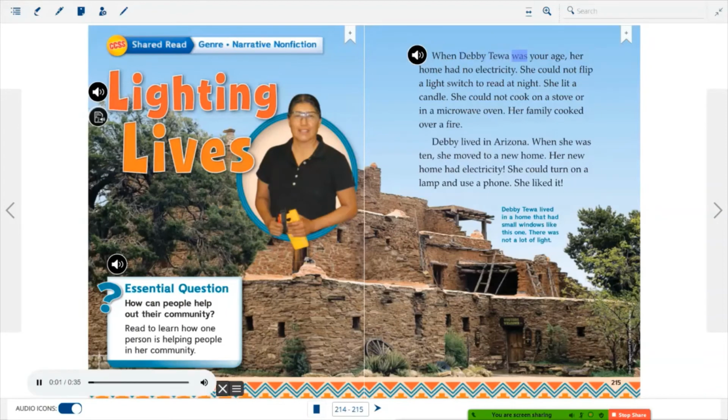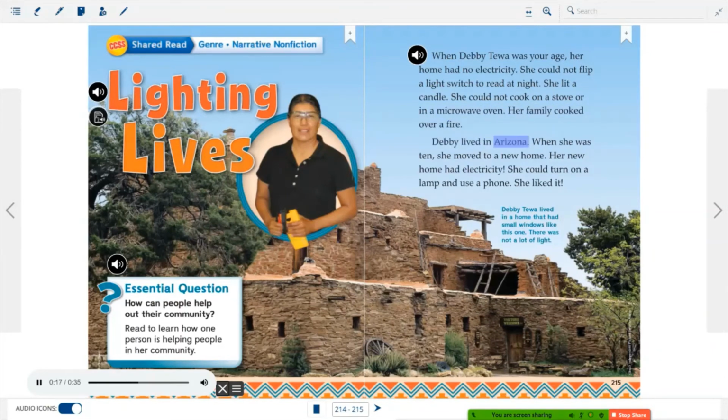When Debbie Tiwa was your age, her home had no electricity. She could not flip a light switch to read at night. She lit a candle. She could not cook on a stove or in a microwave oven. Her family cooked over a fire.